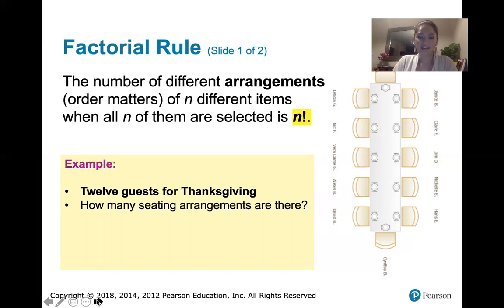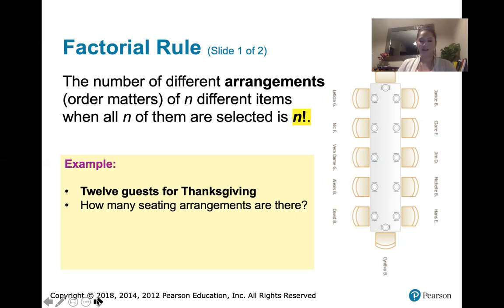We've got 12 seats. If there are no constraints, so couples don't need to sit together, parents don't need to sit with their children, if people can sit anywhere at this table, how many different possible ways can I arrange these 12 guests at my dinner table?